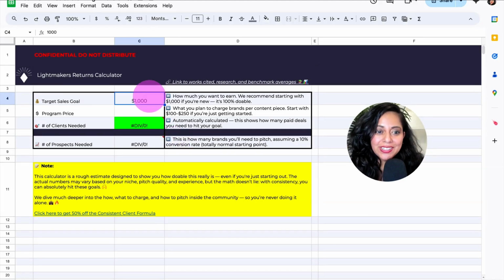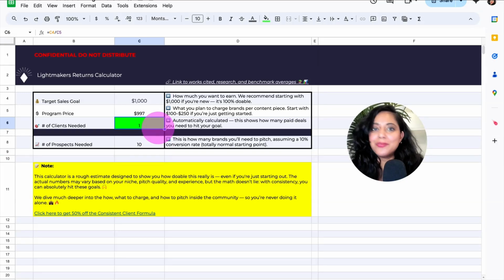Let's start with our calculator here. First, you're going to enter your target sales goal. So, say you are targeting $1,000 and you have a program that you are selling for $997. That means that you need one client to fill that program. This is very easy, but that is the goal. I want to make this super accessible and show you how easy this is.